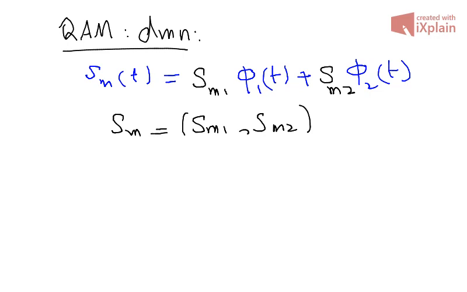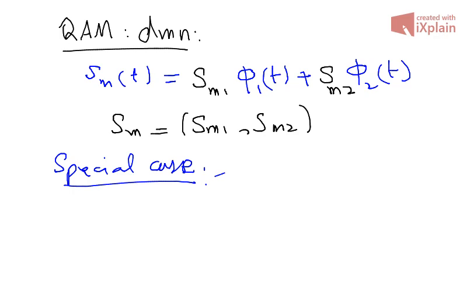Now, we already discussed the Euclidean distance and derived an expression for it. We can have a special case. Let's discuss a special case for the Euclidean distance, in which we assume that phi 1 and phi 2, which are actually the orthonormal basis functions or the cosine carriers, cos 2 pi fct and sine 2 pi fct, are scaled by Sm1 and Sm2.